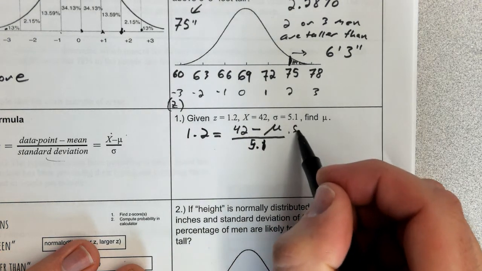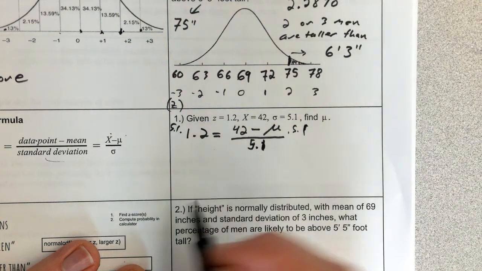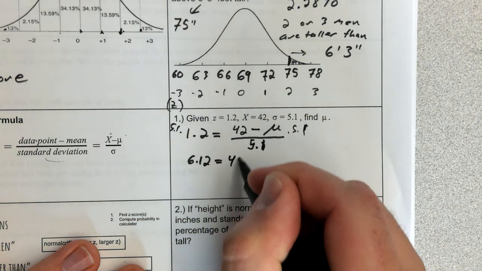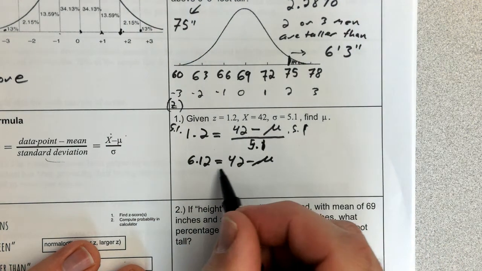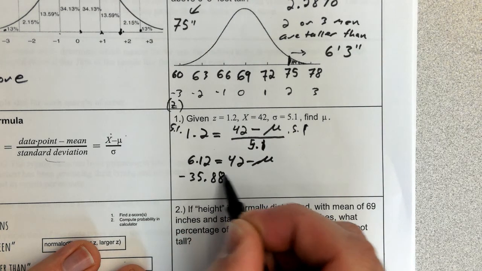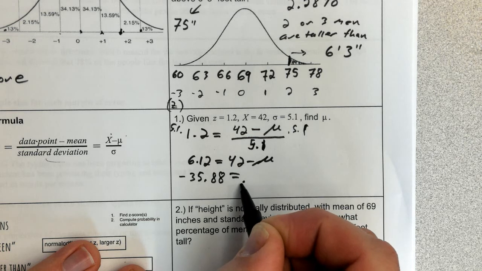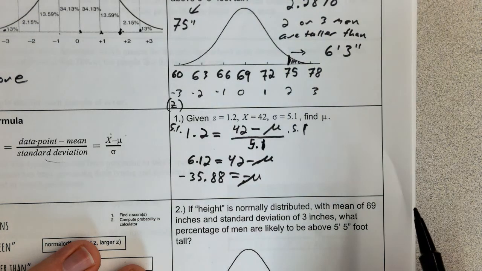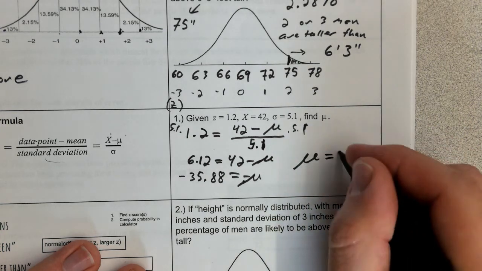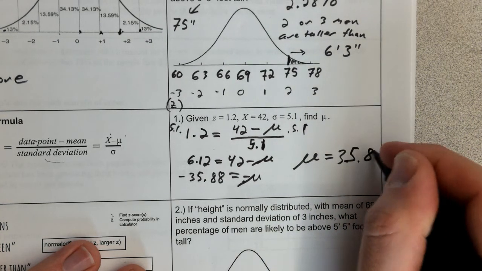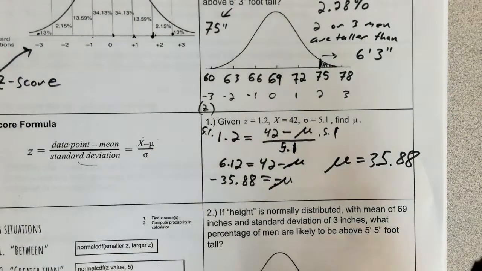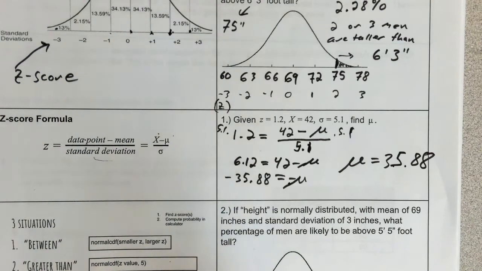Okay, so times both sides by 5.1. And on the left I get 6.12 is equal to 42 minus mu. Subtract 42 from both sides and you get -35.88 is equal to negative mu. And then times both sides by -1 and you get this. Mu, the average or the mean, is equal to 35.88. Right? And that's it. So again, there will be several problems like that where you have to just plug in parts of the formula and solve for the missing part.